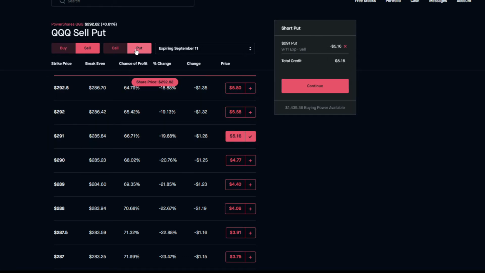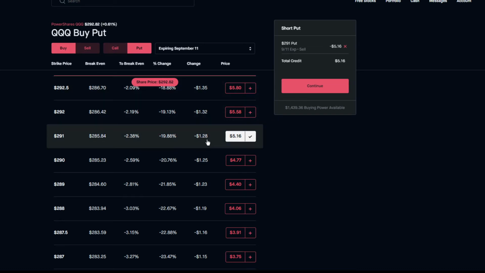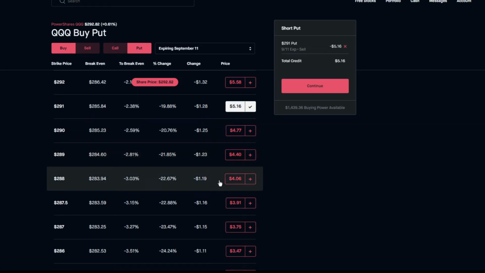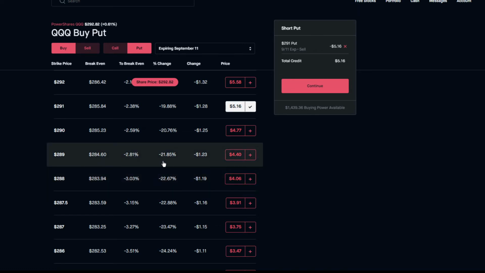What you can do is the opposite of what you're doing right now: instead of selling a put, you'd be buying a put. What this does is minimize the risk you would have if the stock was to by any chance go all the way down to zero. So you wouldn't need that much collateral; it would be a smaller amount that you'd have to put up as collateral.